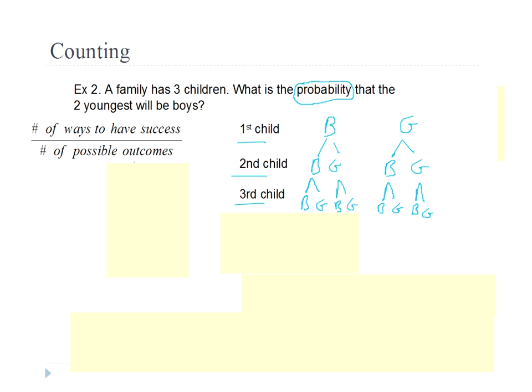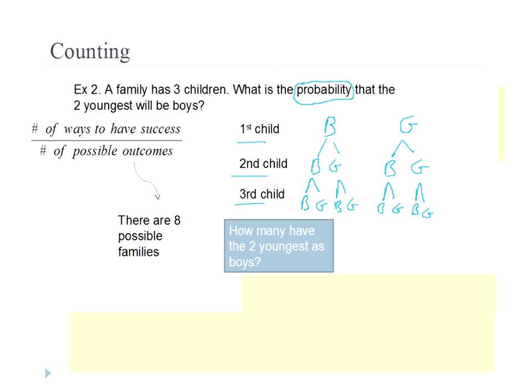And so what we see here is that there are 8 possible families. Now, I'm not finished. That's the sample space. But what I need to do here is consider how many of these have the 2 youngest as boys. That's the nice thing about the tree diagram, it actually shows me. Here, this family has the 2 youngest being boys.